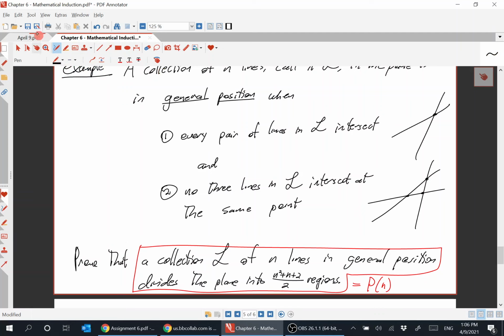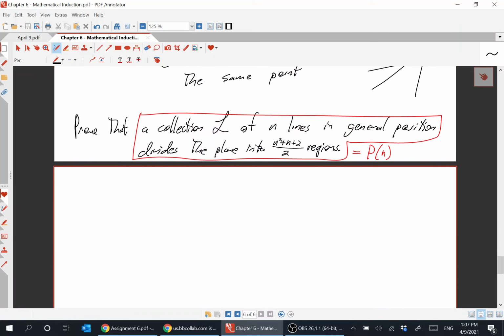N lines. So it's always general position, so let's just skip that for the moment. N lines creates n squared plus n plus 2 over 2 regions. It's not true when it's not in general position. I mean, here we've got 7 regions, right? If you had 3 lines not in general position, it's only 6. But they're not in general position because they all intersect in the same point. All right, so that's Pn. N lines defines n squared plus n plus 2 over 2 regions. That's what we're trying to prove.